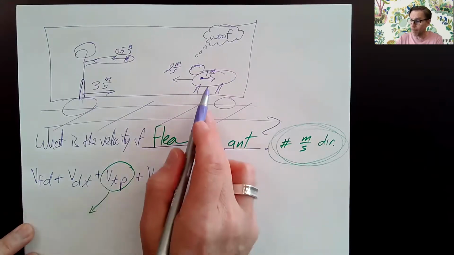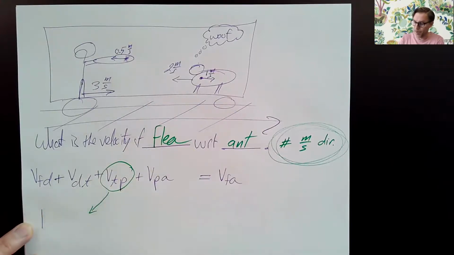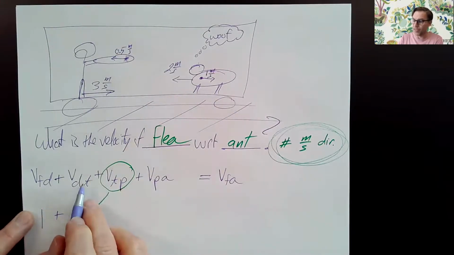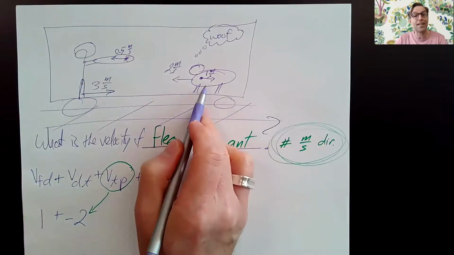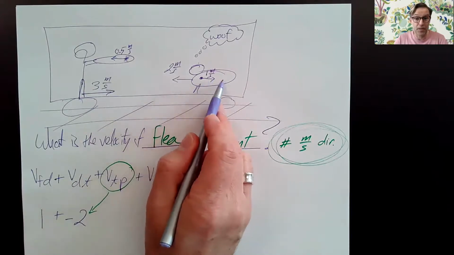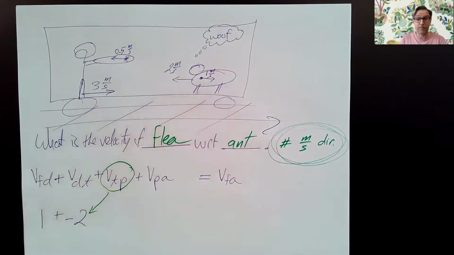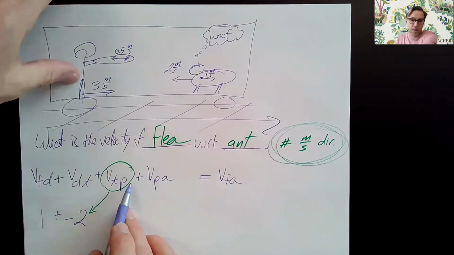What is the velocity of the flea with respect to the dog? 1. What is the velocity of the dog with respect to the train? -2. Do you see why I made it a -2? Because the dog's traveling to the left and the flea is traveling to the right. All right, now, velocity of the train with respect to the person.